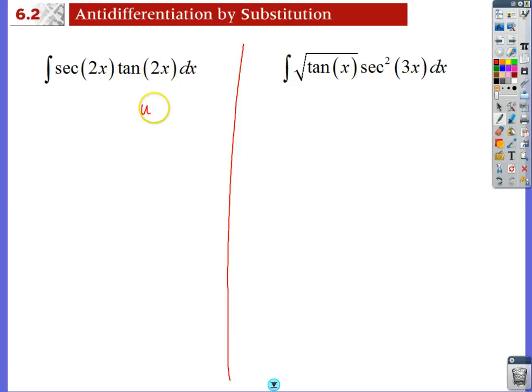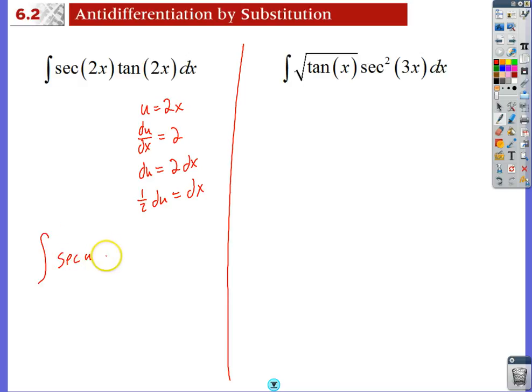Okay. u needs to be 2x. du dx is going to be equal to 2, and I find that du is equal to 2 dx, and that 1/2 du is equal to dx. So now when I do my replacements, I now have the integral of secant u tangent u dx. Well, what's dx? dx is 1/2 of du. So I'm going to put du here. My 1/2 goes all the way out here.